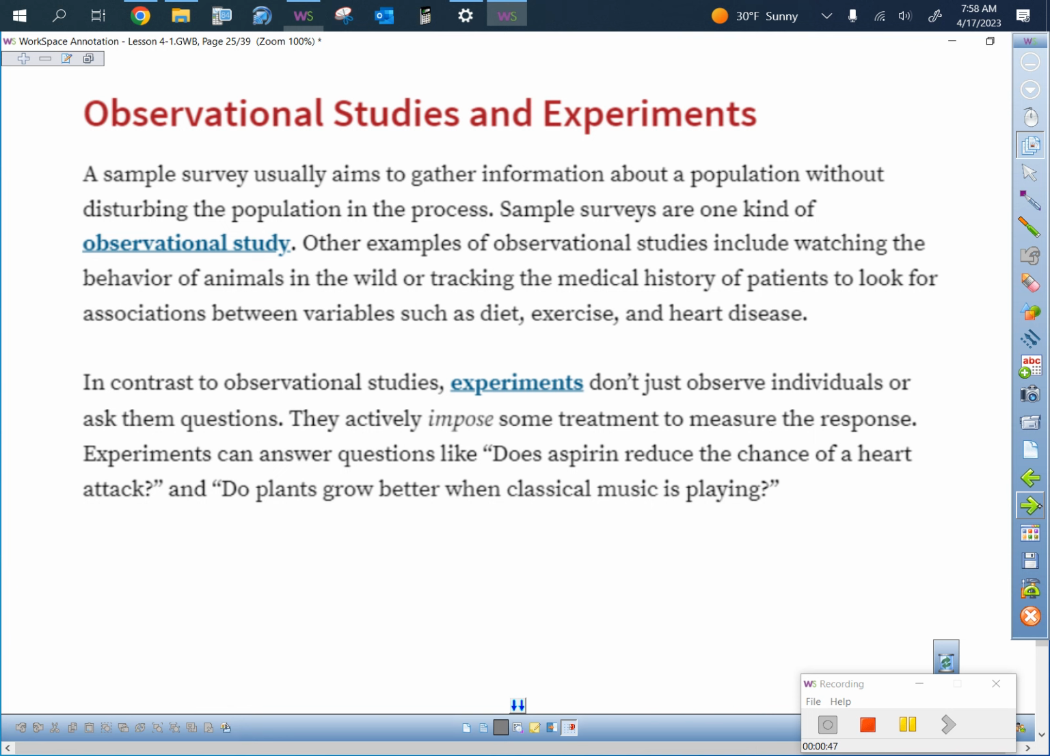But an experiment, I think we're pretty used to experiments. We do a lot of them in science classes also, where you try to impose some sort of treatment to measure the response. Example, does aspirin reduce the chance of heart attack? Do plants grow better when classical music is playing? So you'd have a treatment going.